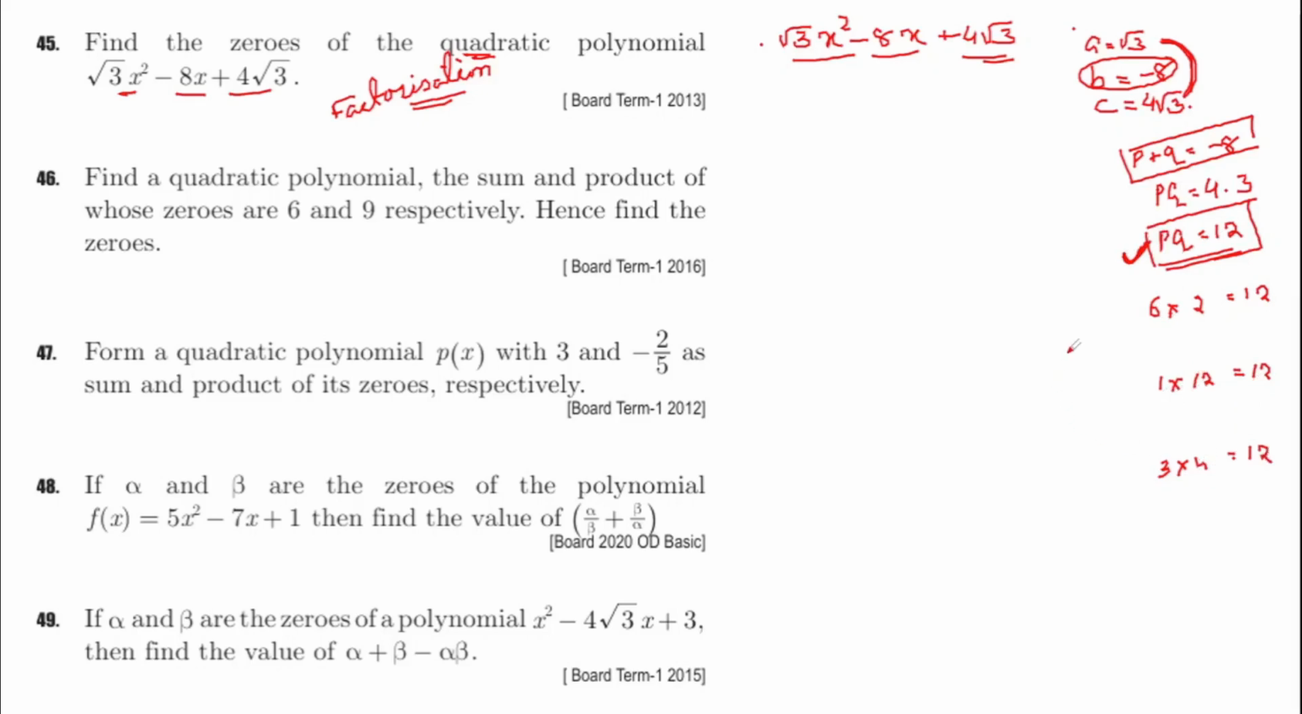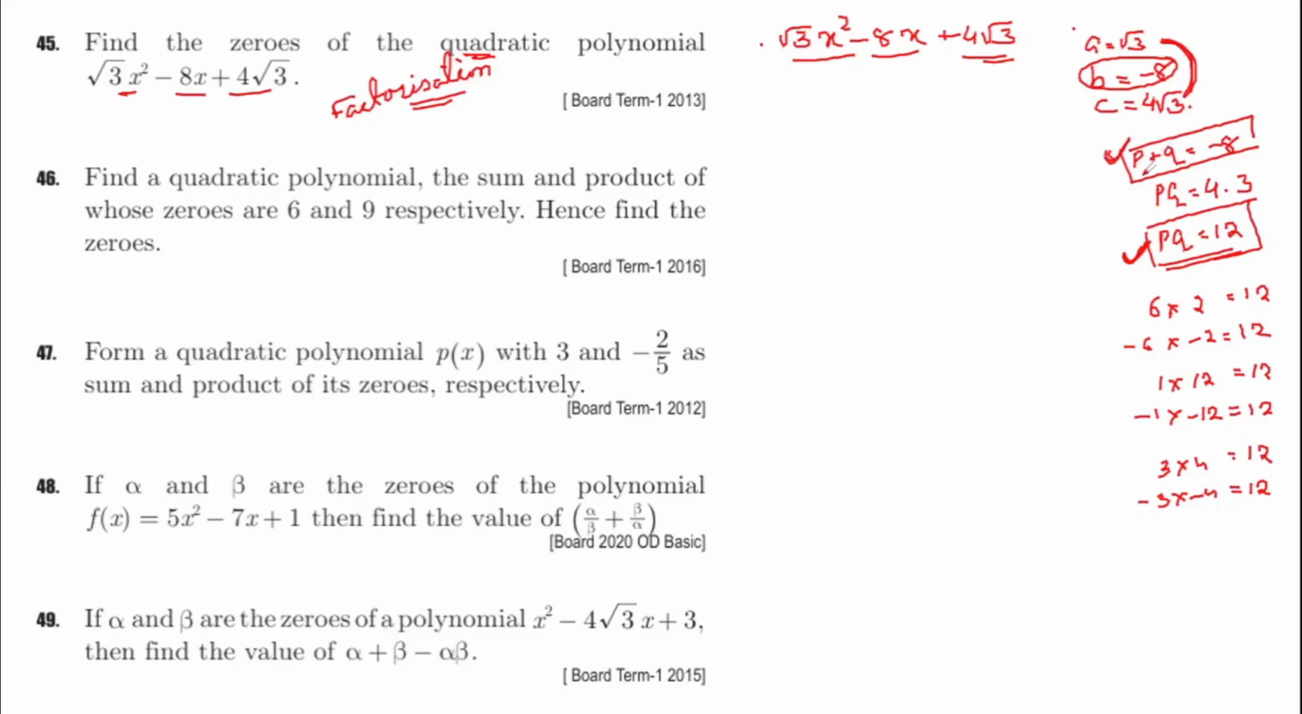Now, the second thing is that you may take minus 6 and minus 2, that will also give you 12. You may take minus 1 and minus 12, that will also give 12. Or you may take minus 3 and minus 4, and that will also give you 12. So this is also a possibility. Now you have 6 options, out of which you have to check for which option the other condition is also satisfied.